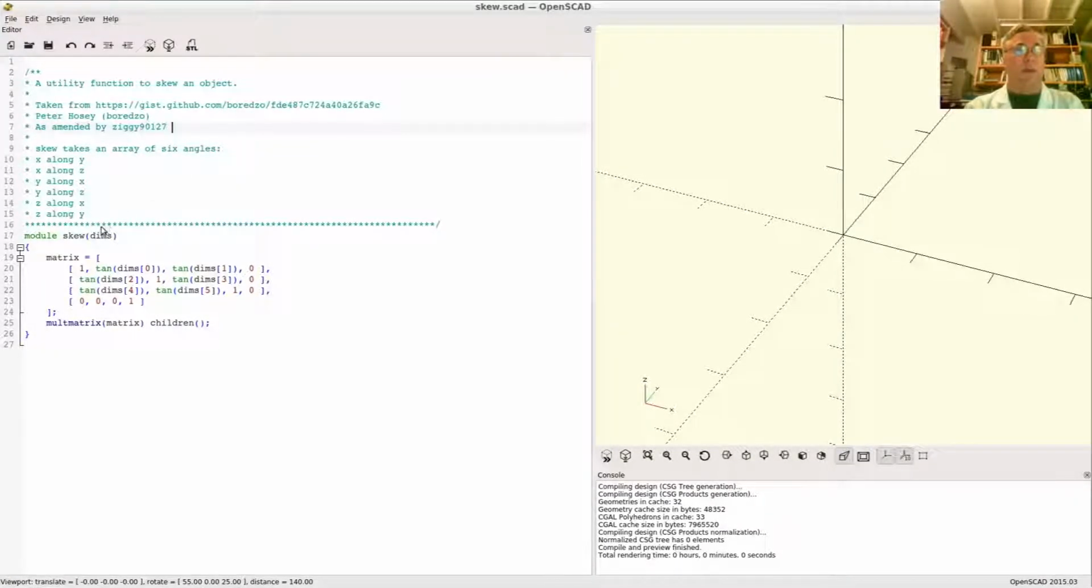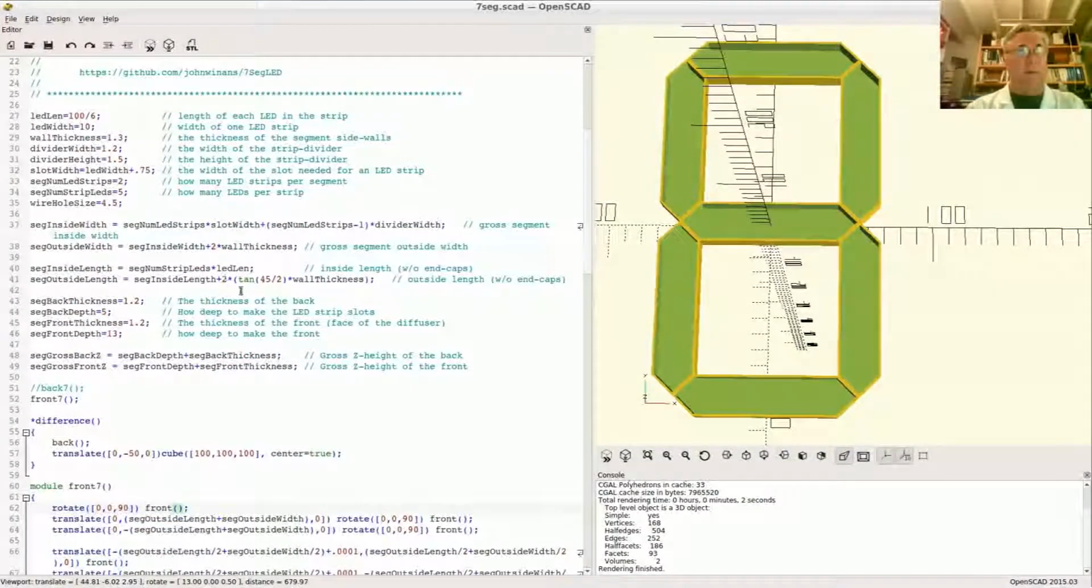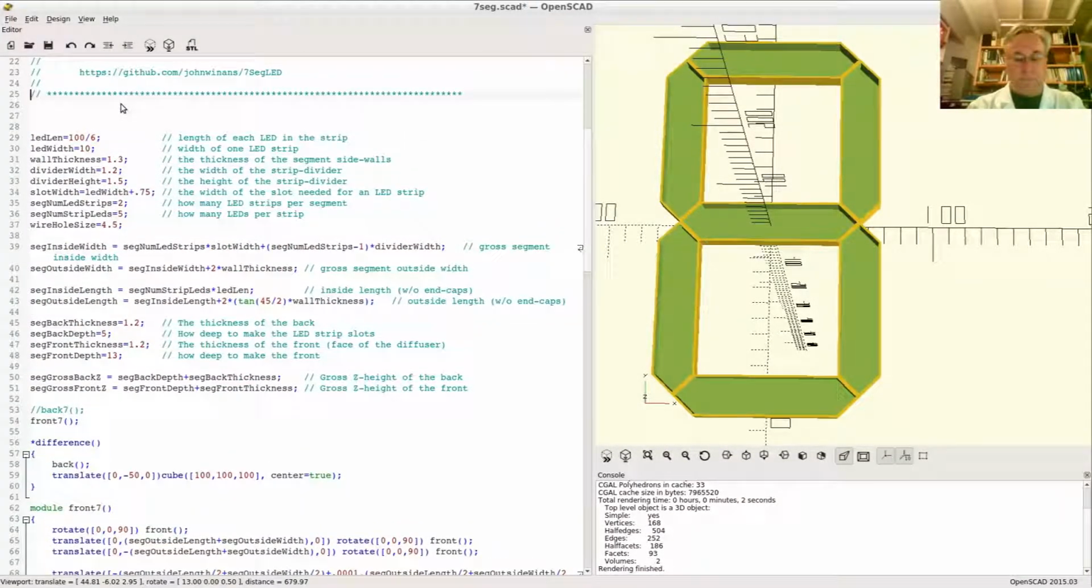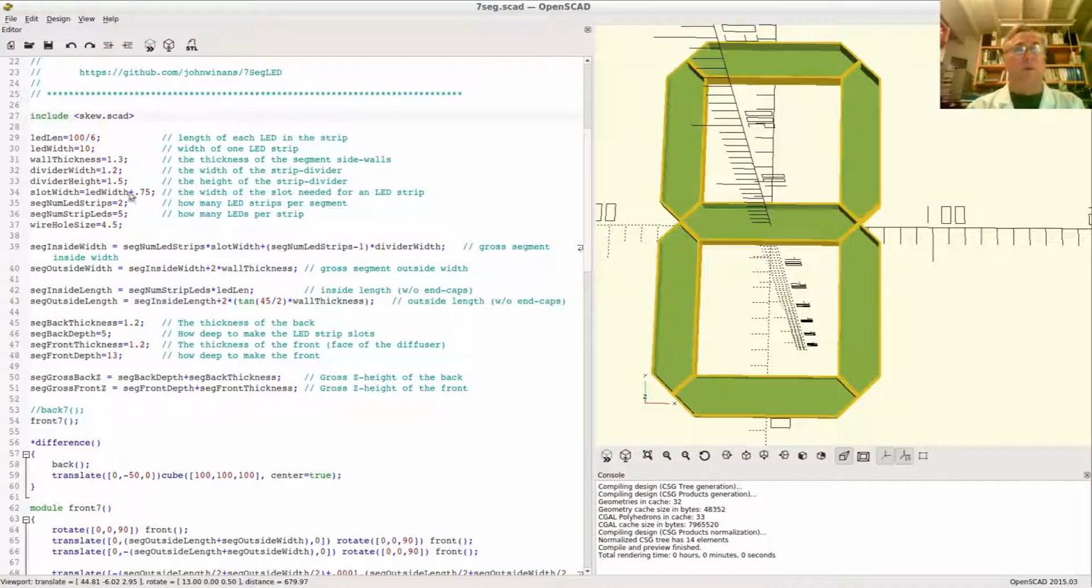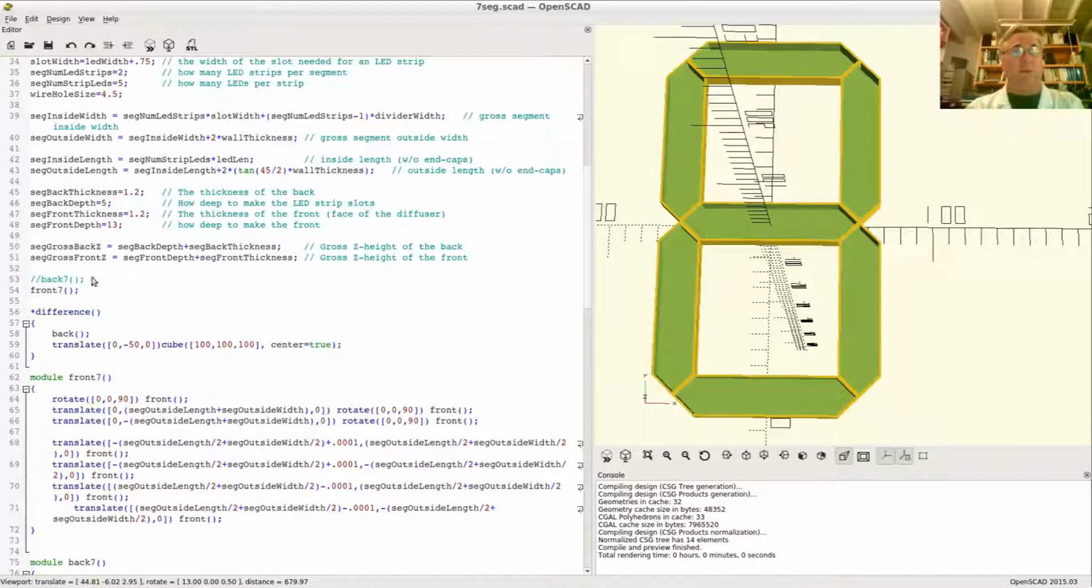So feel free to go grab a copy, or I'll put a copy of this along with my files as well. So what we're going to do is include this in this program, and the way you do that is you just simply say pound include. I put it in the same directory as the file I'm editing now. What do you just say, include? I'm too used to writing C code. So we need to include that file in this file, and you saw it has a function called skew.